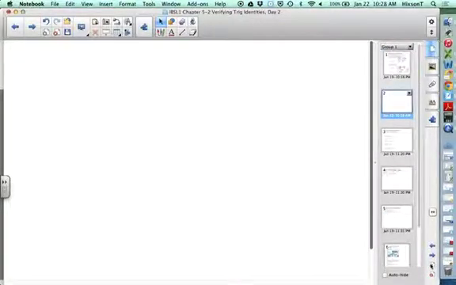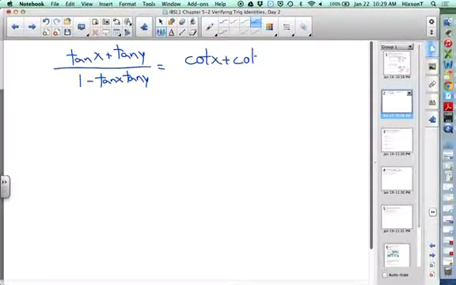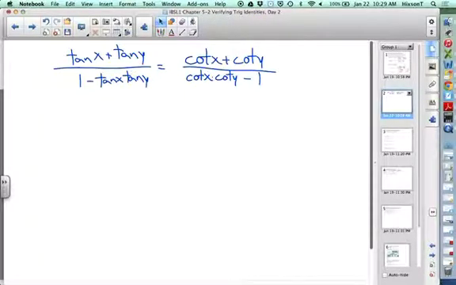What was the original one? Tangent x plus tangent y over 1 minus tangent x multiplied by tangent y equals cotangent x plus cotangent y over cotangent x multiplied by cotangent y minus 1. Okay, so this is a good example of one where it might be helpful to work on both sides.